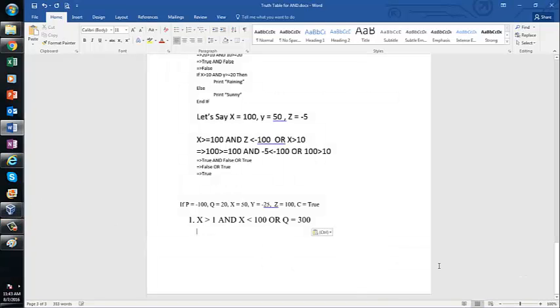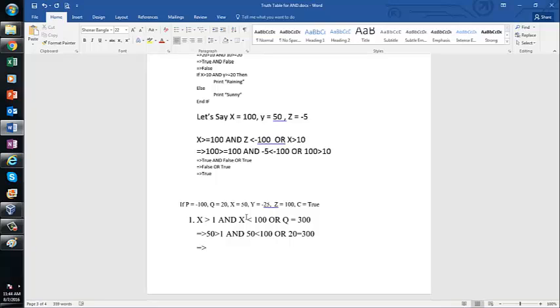Okay, so we are solving the first question here. What is the value of x in the expression? 50. So 50 greater than 1, and again 50 less than 100, and then there is an or. Q means what is the value of q? 20 equal to 300. Okay, let's come to the next line.